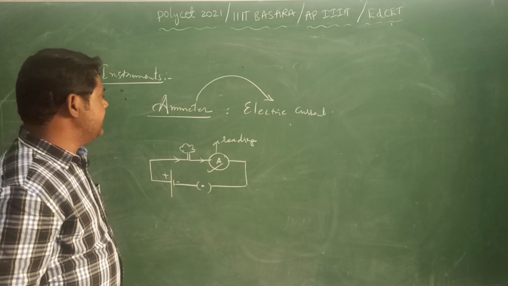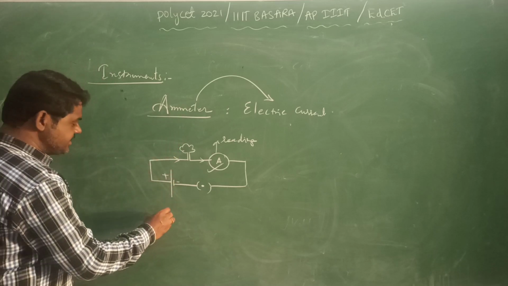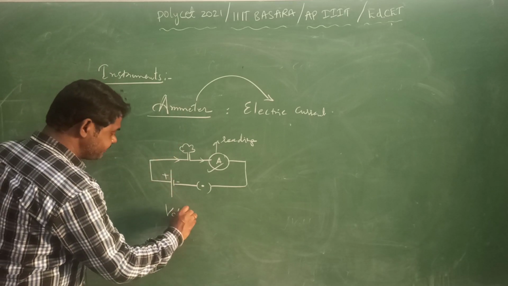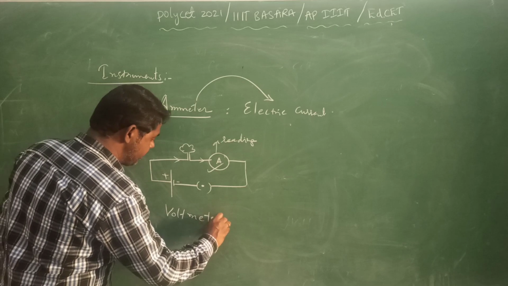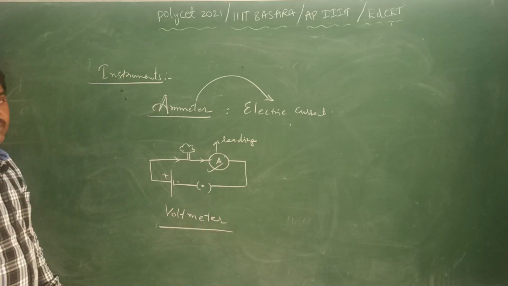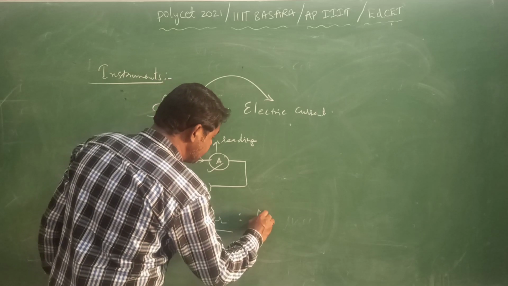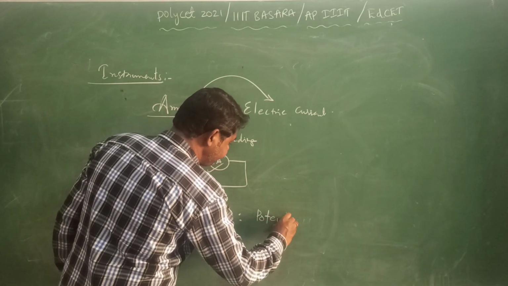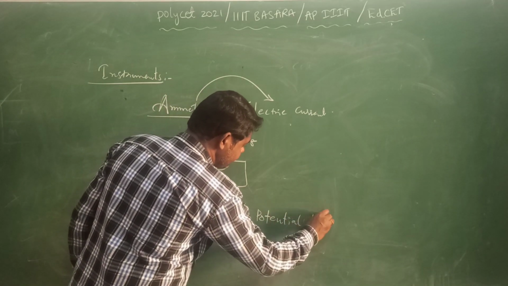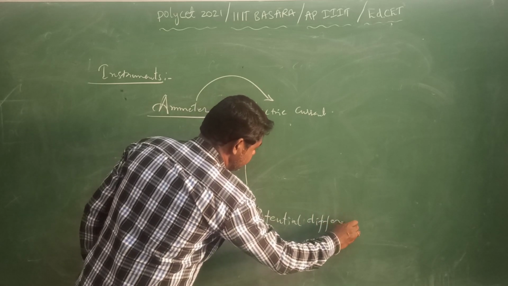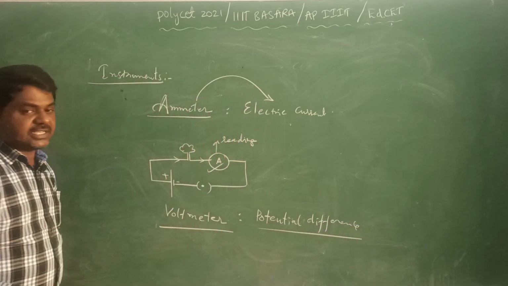Okay, next coming to another device which is the voltmeter. A voltmeter is a device which is used to measure potential difference. So already we discussed potential difference.